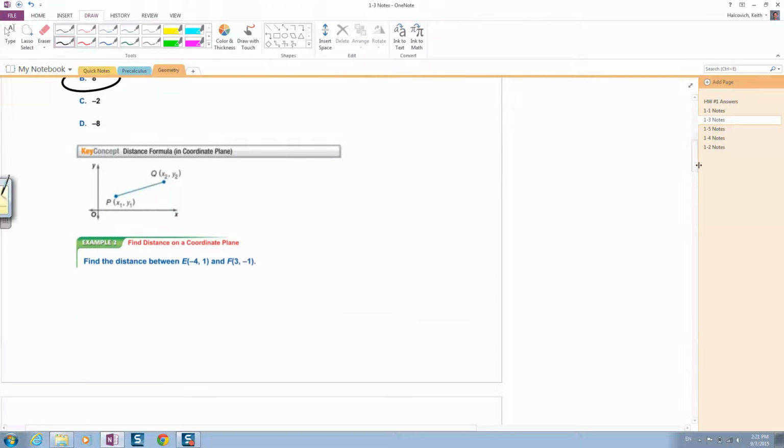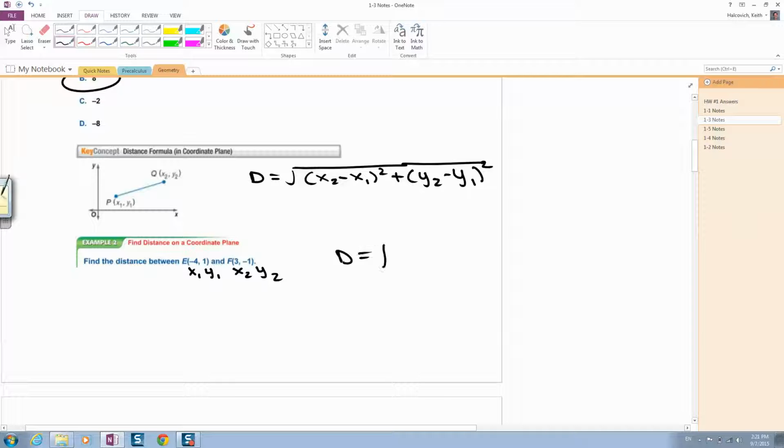Now, if you're finding the distance on a coordinate plane, using the distance formula is the square root of x2 minus x1 squared plus y2 minus y1 squared. So for example, here, if I let this be x1 and y1 and this be x2 and y2, I would take 3 minus -4 squared plus -1 minus 1 squared.